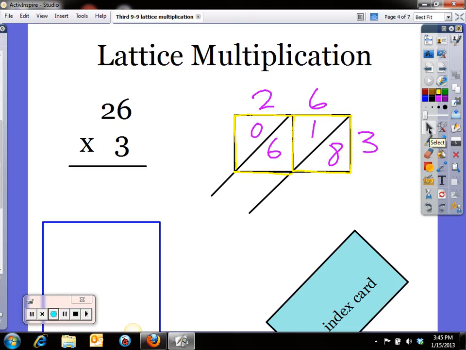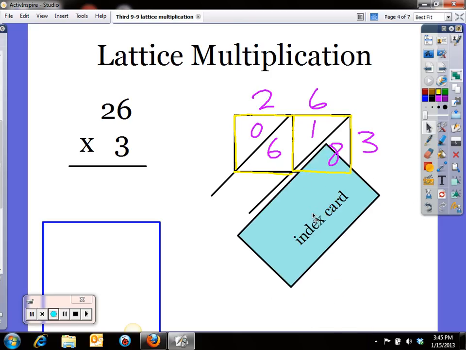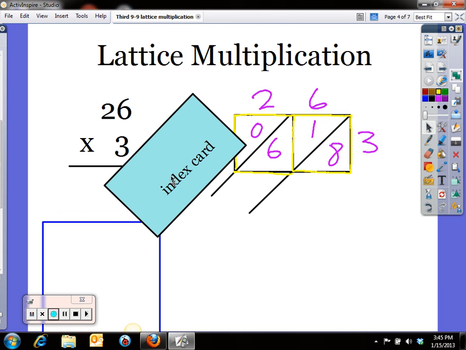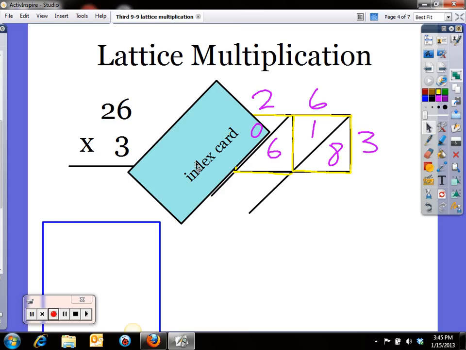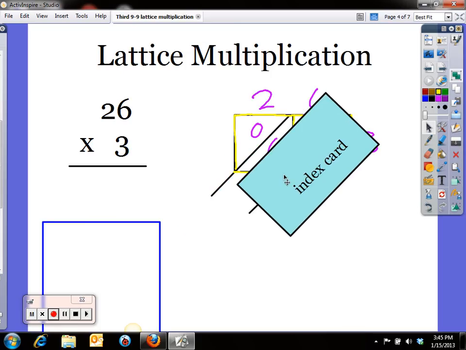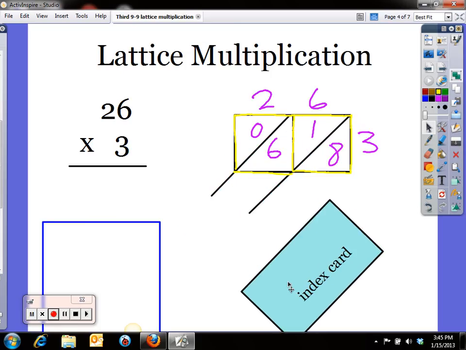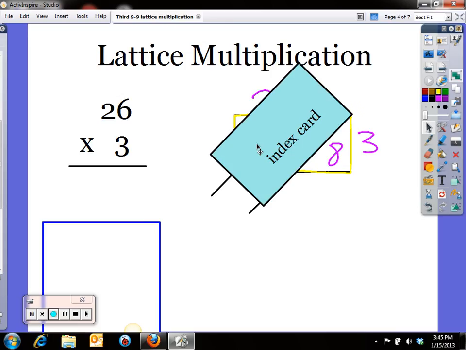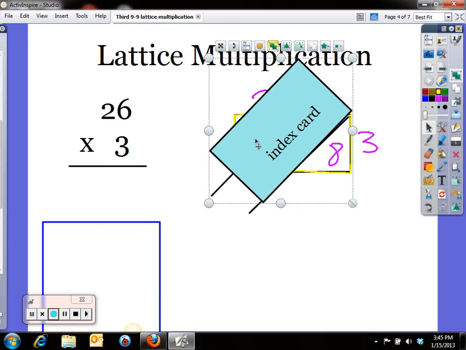Next, I have to add on the diagonal. I've got a picture of an index card, and we use this to help us line up the way that we're going to do our addition. I'm going to start just like when I add any multi-digit numbers. I'm going to start on the right. I don't start on the left. I start on the right, in case there's any carrying that has to happen. So I'm going to start right here with this 8.